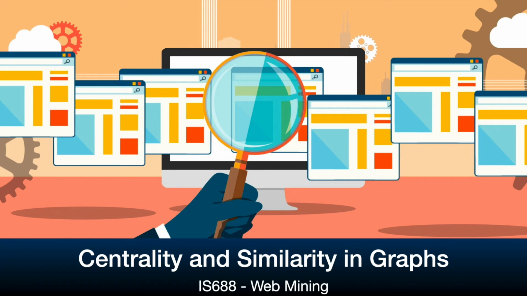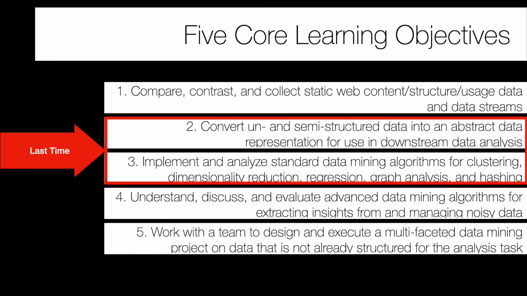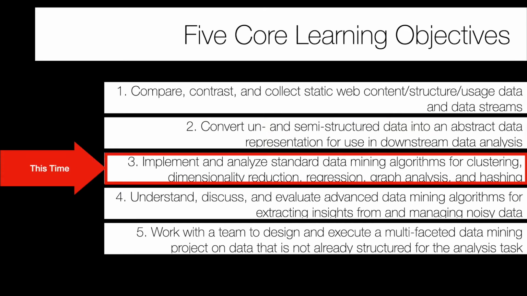This last lecture of Module 2 is about centrality and similarity in graphs. To situate where we are in terms of the larger course objectives for the semester, remember that last time we talked about being able to extract graph structures from web data. And then we talked about graph analysis methods, specifically about PageRank. This time we're going to continue the discussion about graph analysis with a number of new techniques.